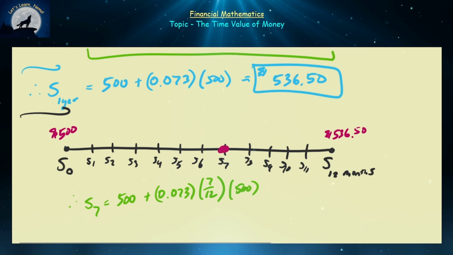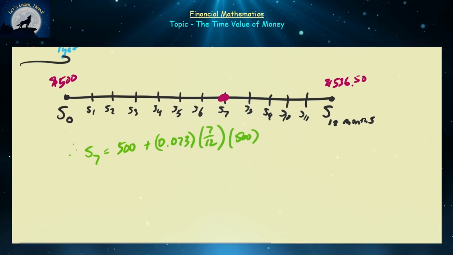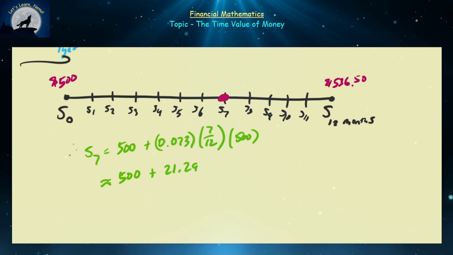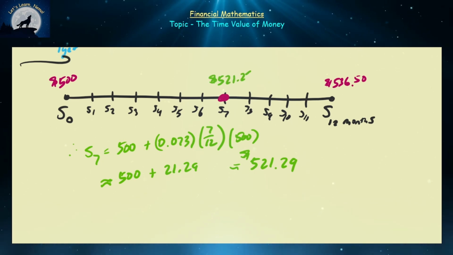Once we calculate that, it's going to be approximately 500 plus 21.29. That's an approximation, of course. So we will be paying approximately $521.29 at 7 months instead of $536.50 for the entire year.